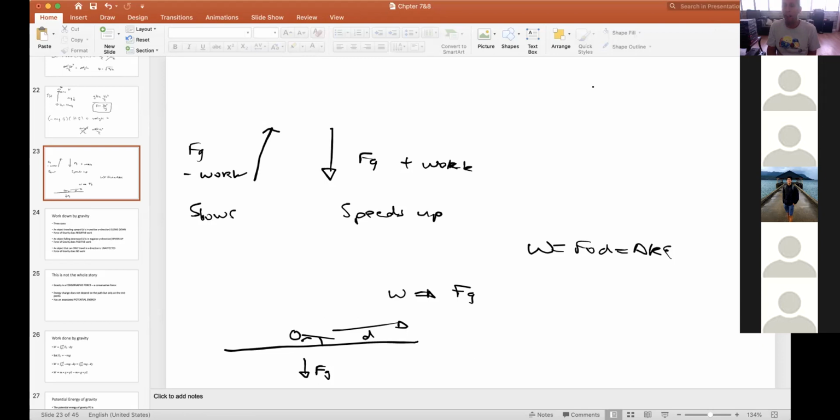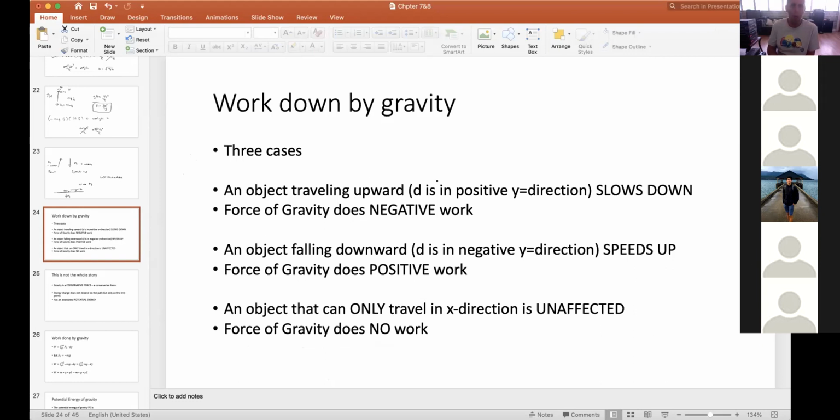Right. If there's no change of displacement, there's no work. So if it doesn't move, if you apply a force and it doesn't move, that force did no work. Or if you apply a force and it moves perpendicular, that force does no work. We'll do a few examples in a minute.